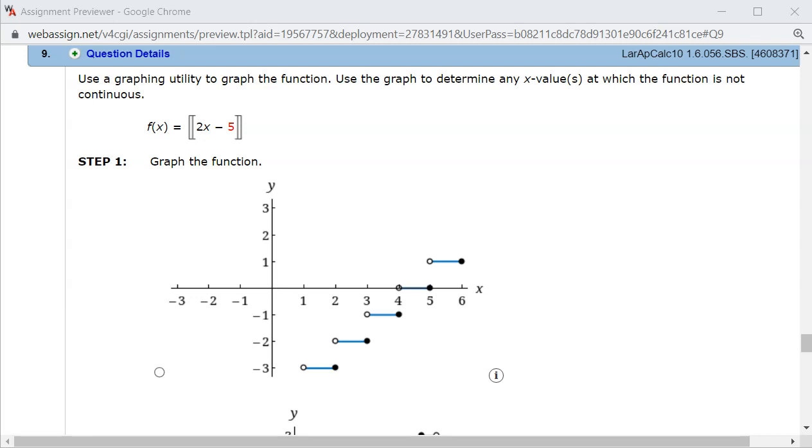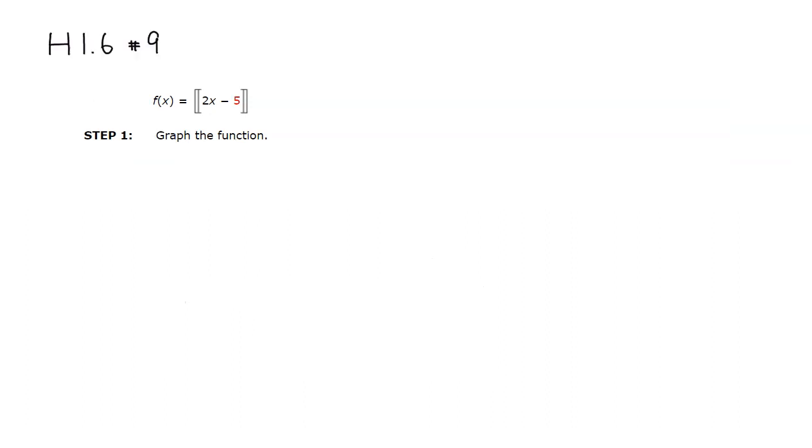All right, let's look at homework 1.6, problem number 9, step 1. Let's just focus on sketching the graph of this given function here. You have f of x is equal to the greatest integer function of 2x minus 5. Here's the easiest way to sketch the graph. First, ignore the greatest integer function. Let's sketch the graph of 2x minus 5.